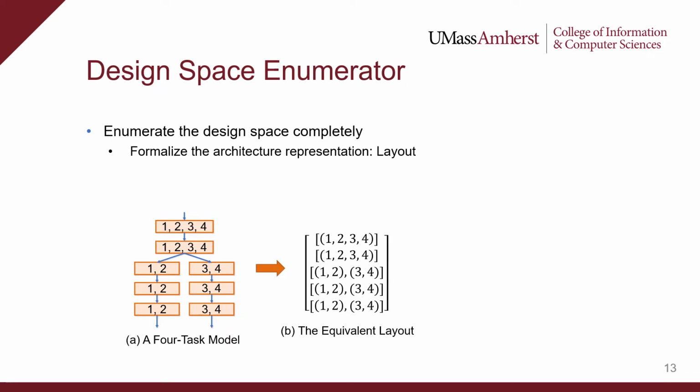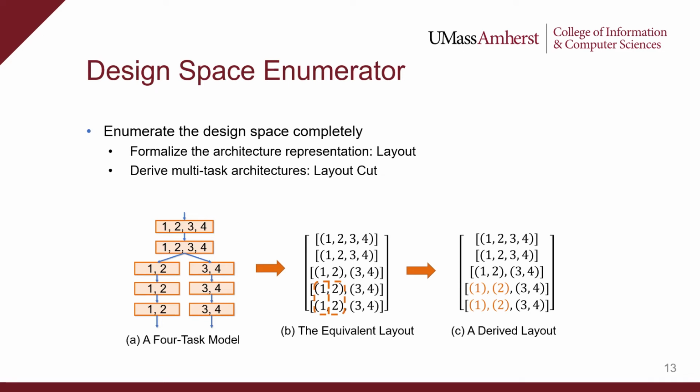Each node in the original model is represented by a task set, and each layer is a list of task sets. Then an operator called layout cut is designed to derive new multitask architectures. It can transform one layout to a new one by selecting a task set and dividing it into two task sets. For example, we can cut the selected task set here into two sets to generate a new layout.